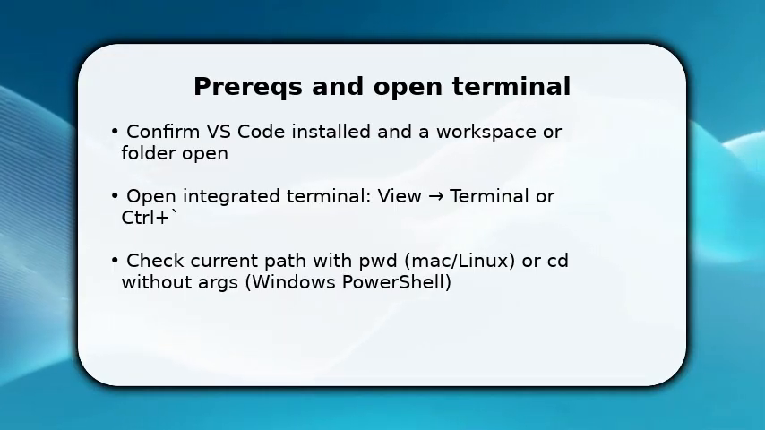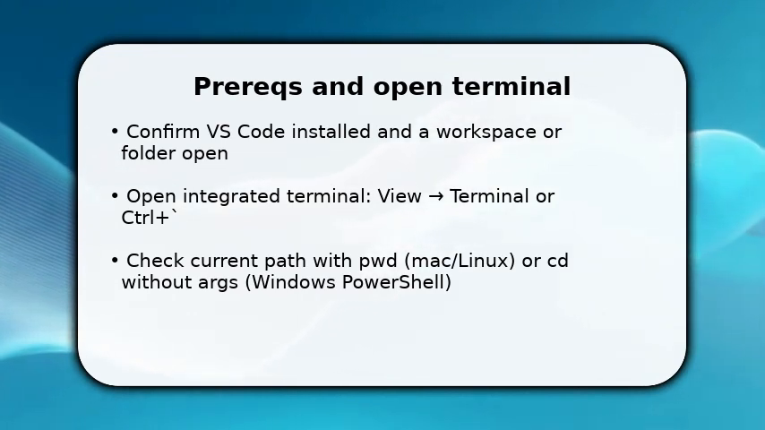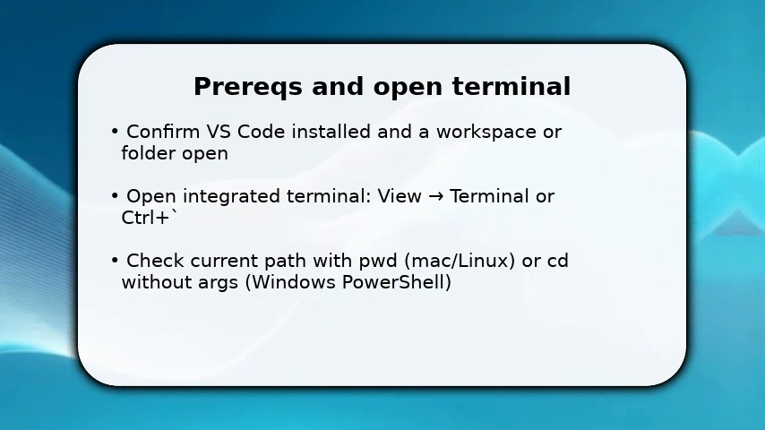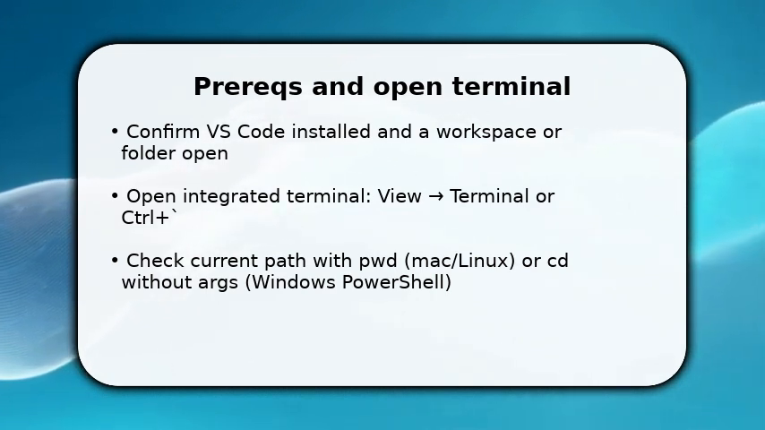You already have VS Code open and a folder loaded. Now open the integrated terminal. You can press Ctrl+` or choose View, then Terminal. Once the terminal appears, check where you are by running pwd on Mac/Linux or just cd on PowerShell. Doing this shows the current working directory so you know the starting point.